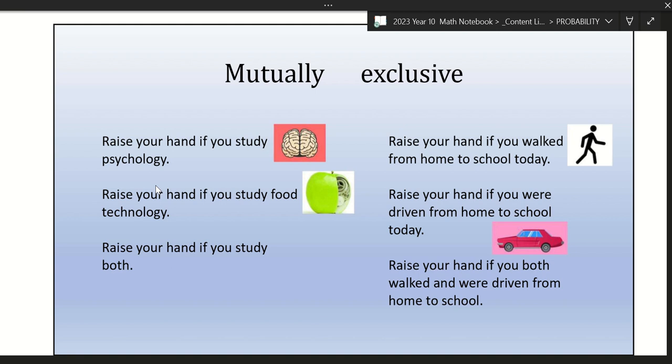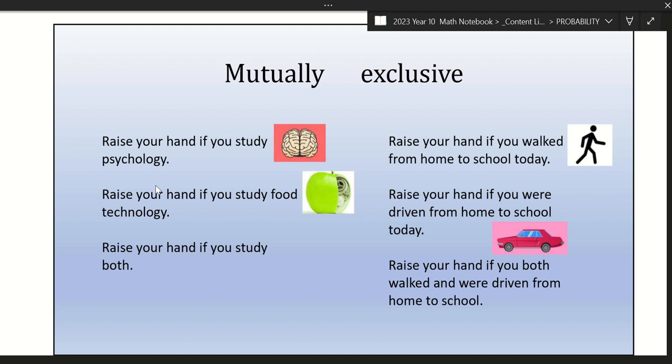Cool. Raise your hand if you walk to school from home. Yeah, so if you walk. Cool. Raise your hand if you use the car to get anywhere. Oh man, lazy. I'm kidding. And raise your hand if you do both.